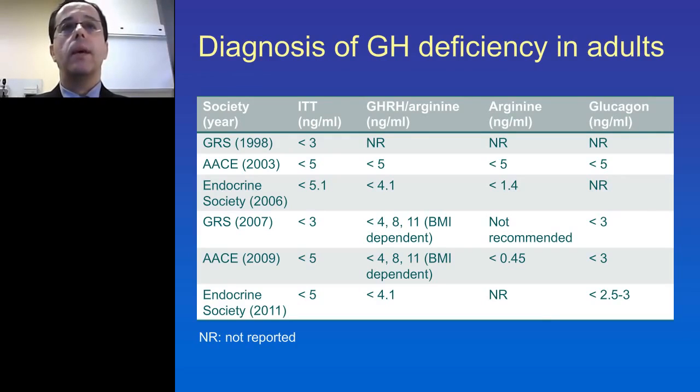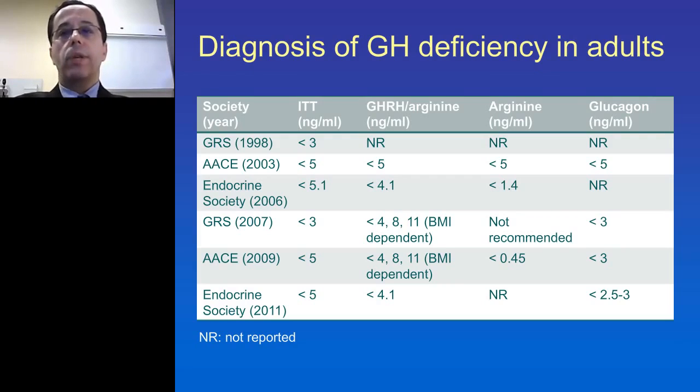And as you can see, the diagnostic cut points vary between tests, and they're becoming also somewhat more stringent over time. We have now learned that in particular growth hormone secretion varies depending on body adiposity, particularly after GHRH and arginine administration, and as a consequence, the diagnostic cut points for growth hormone deficiency are now dependent on body mass index, or BMI, after growth hormone releasing hormone and arginine administration.